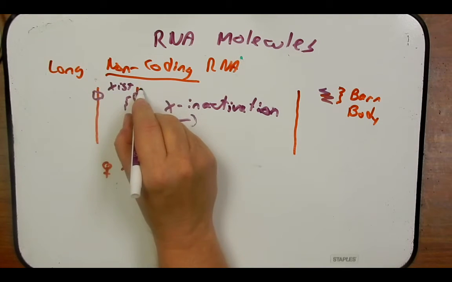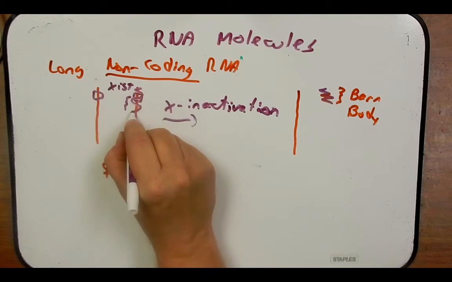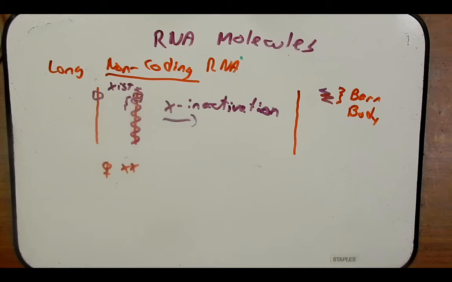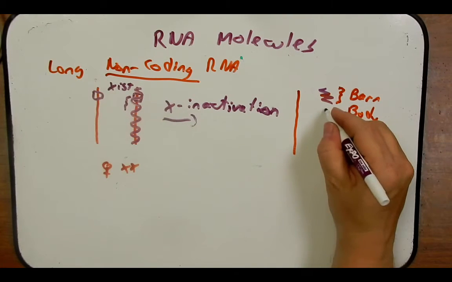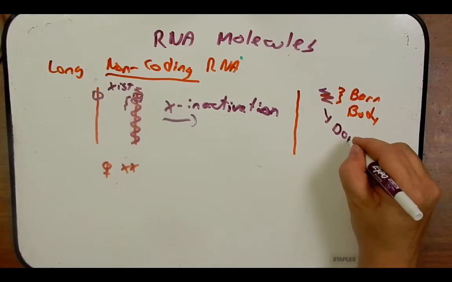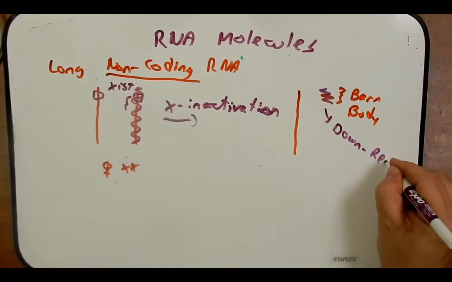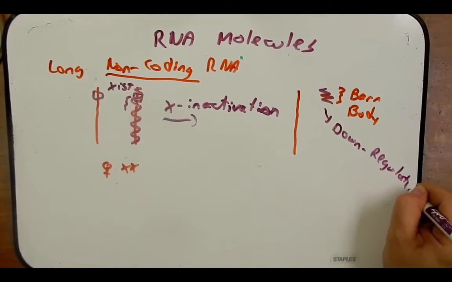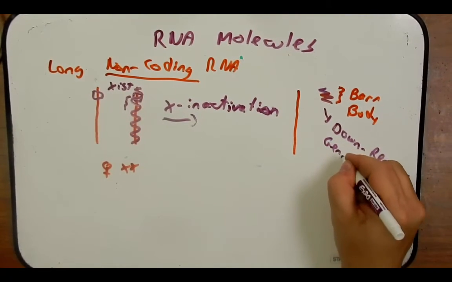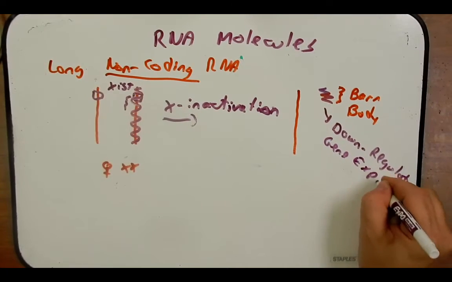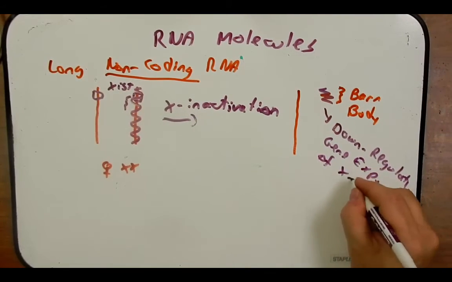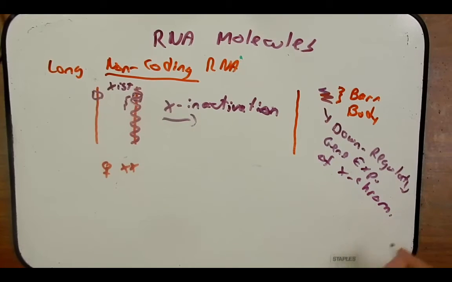And what it will do, as it's being produced, is wrap itself around one of these X chromosomes and compress it like so. And in doing so, it downregulates, turns off gene expression of the X chromosome. Now, it doesn't completely turn every gene off. There are some genes that stay active, but by and large, it turns most of those genes off.